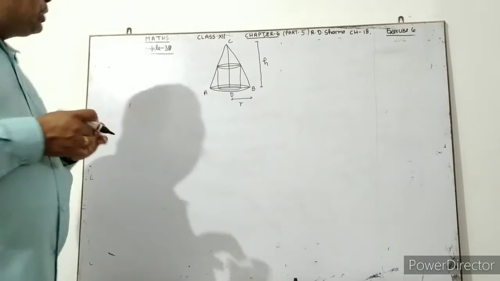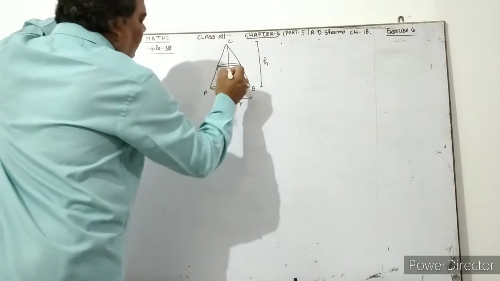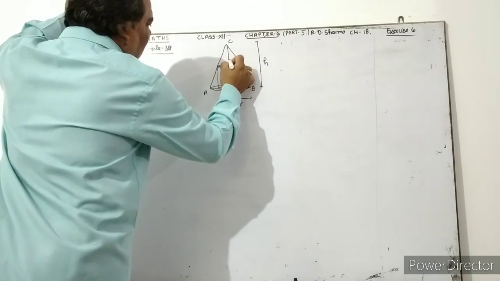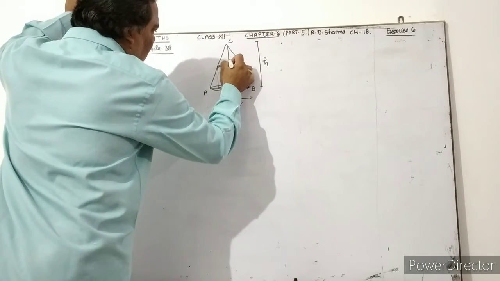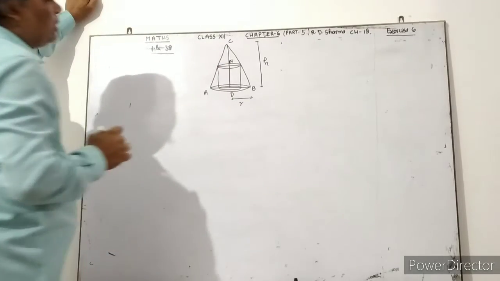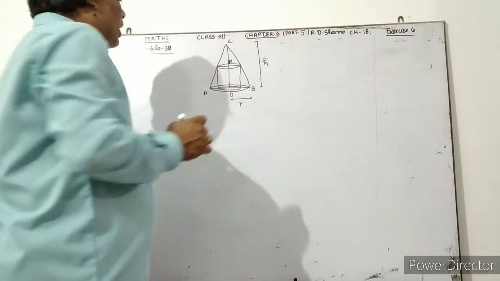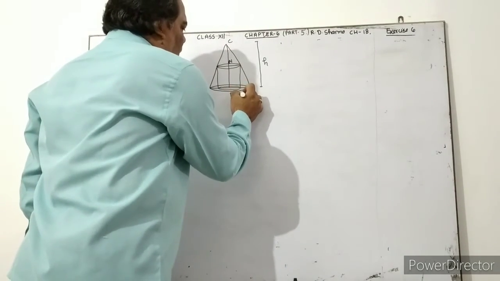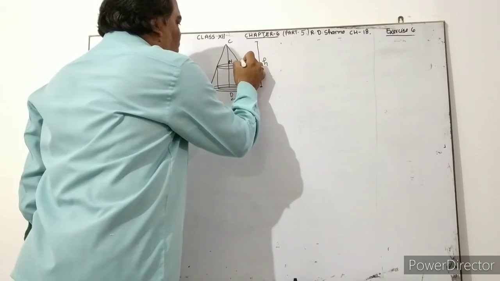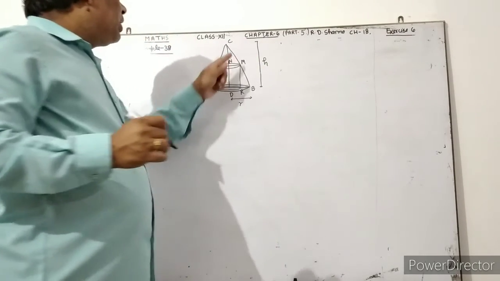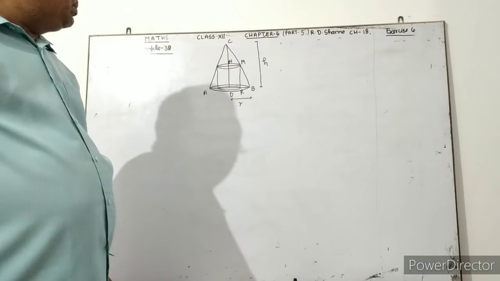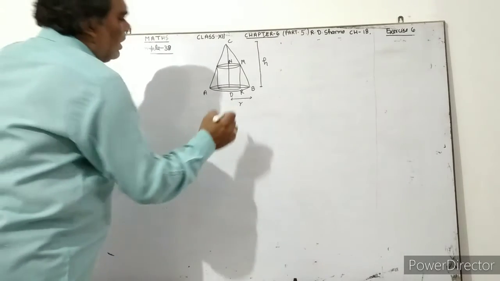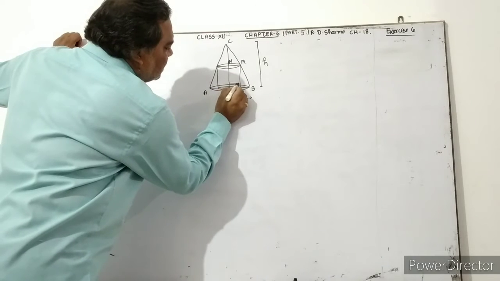Now suppose this is the dn, dn or rm could be. rm is the height of the cylinder. Now suppose this is the x.